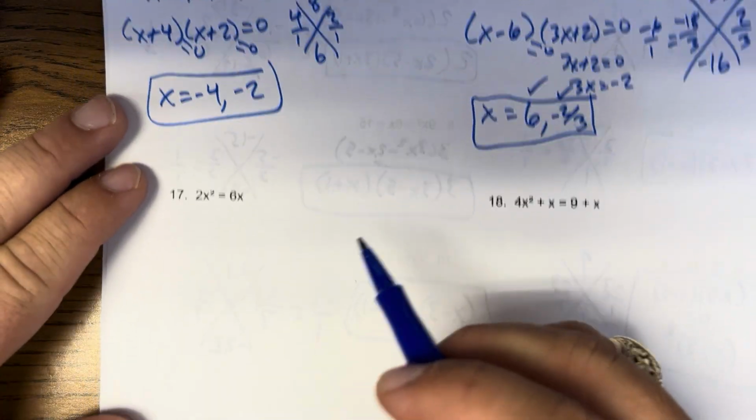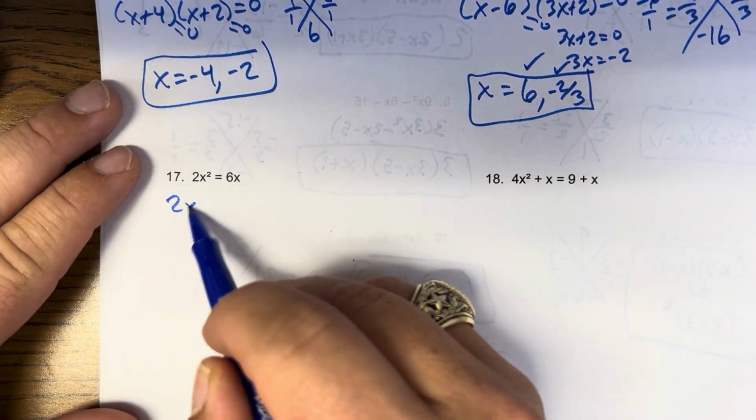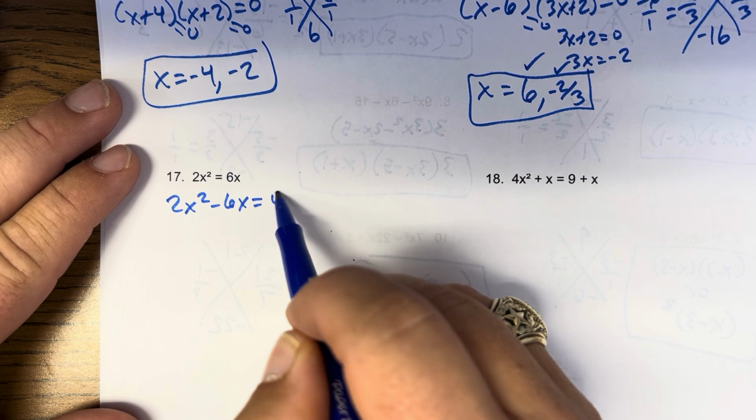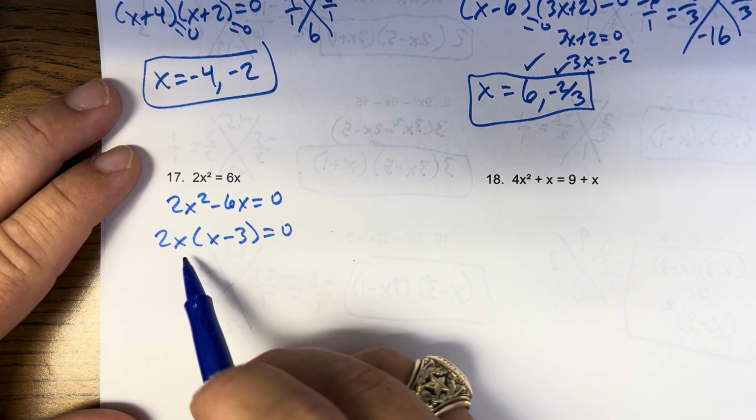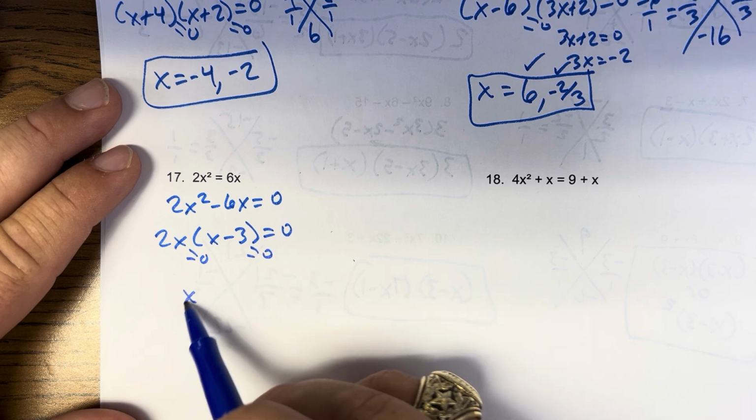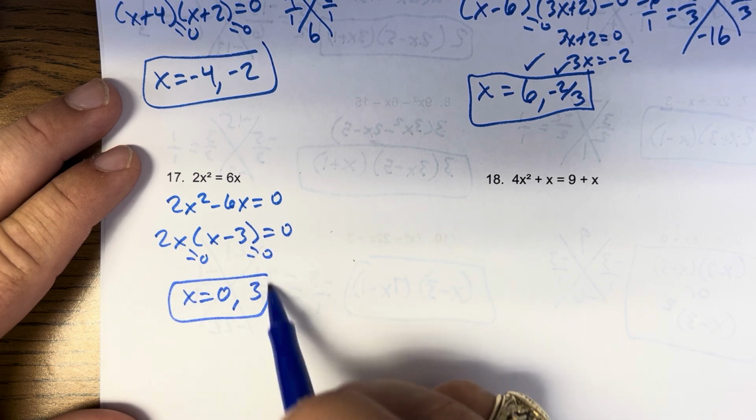Number 17, I'll move the 6x over. So 2x squared minus 6x equals 0. We'll take out a 2x and we're left with x minus 3. And so if I set each piece equal to 0, x would equal 0 or 3.